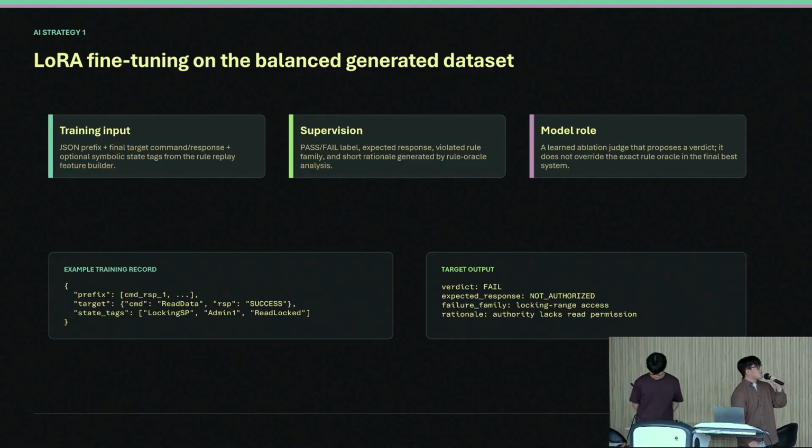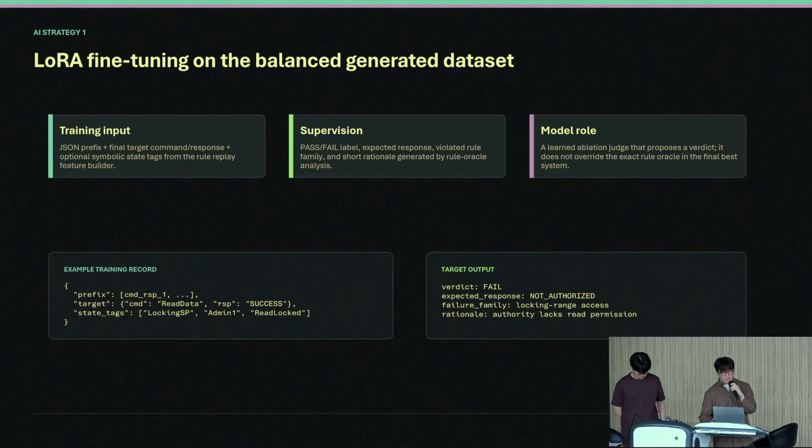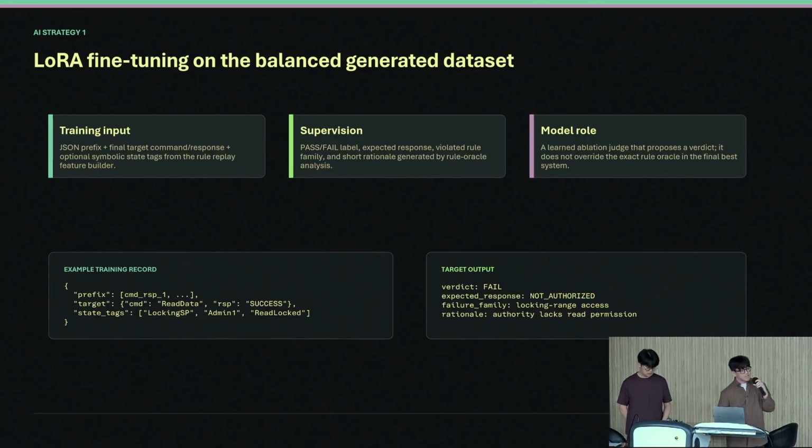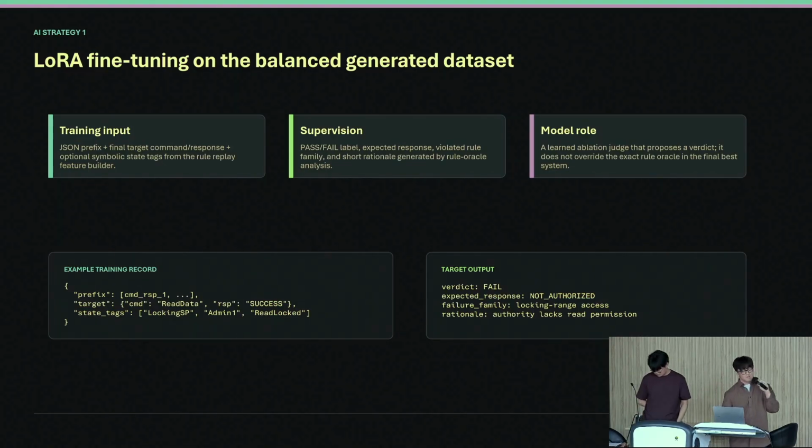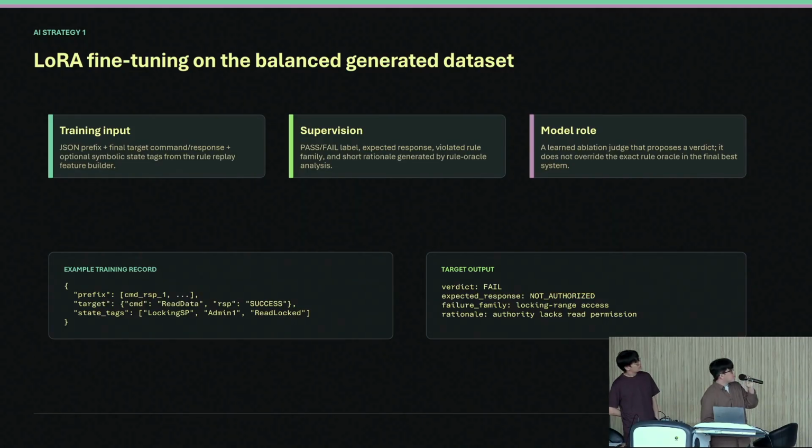So our model additionally predicts why it fails, not just whether it succeeds or not. The role of the model, we need to point out, is that it's an ablation judge. It proposes a verdict, but it never overrides the exact rule oracle in the final tests.